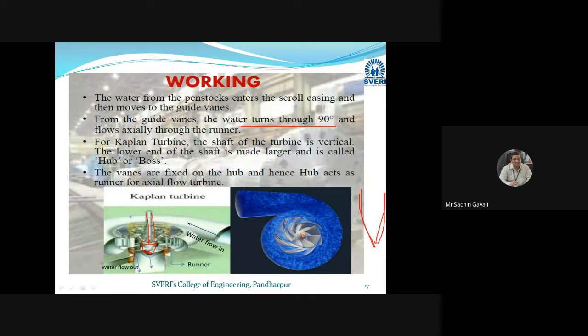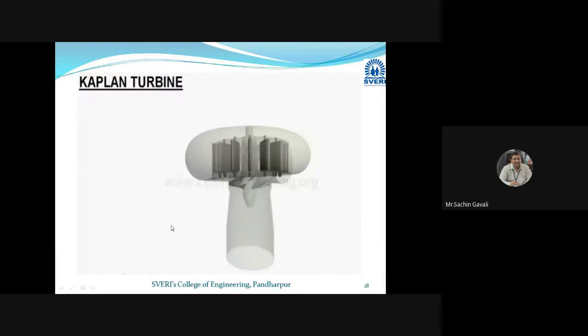So this is going to be the hub, at the lower end. The vanes are fixed on it. So this is one of the Kaplan turbine animations.